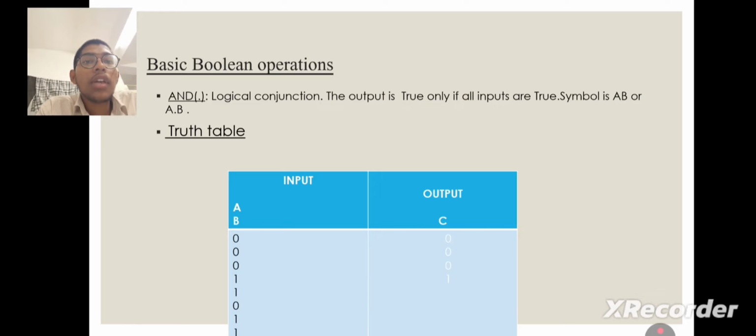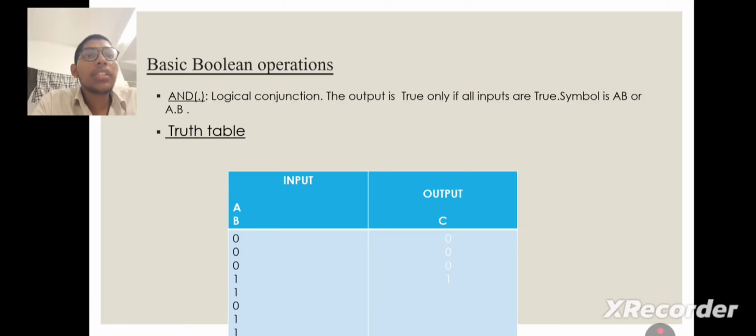Input A 0, B 1, output 0. Input A 1, B 0, output 0. We can find them by A into B: 0 into 0 is 0, 0 into 1 is 0, 1 into 0 is 0. Therefore, input A 1, B 1, output C equals 1. This is the truth table of the AND gate.